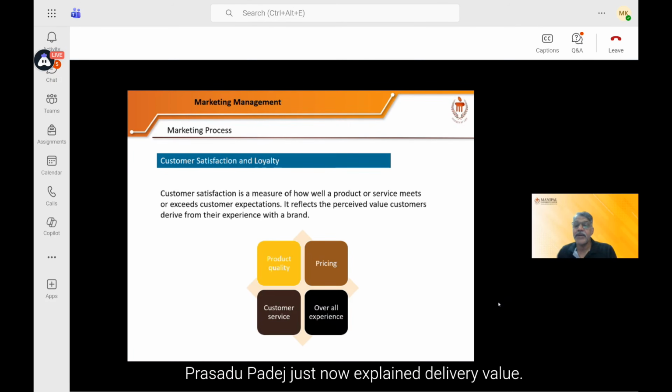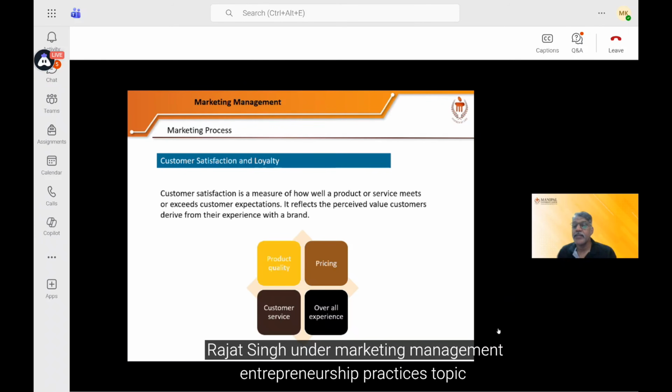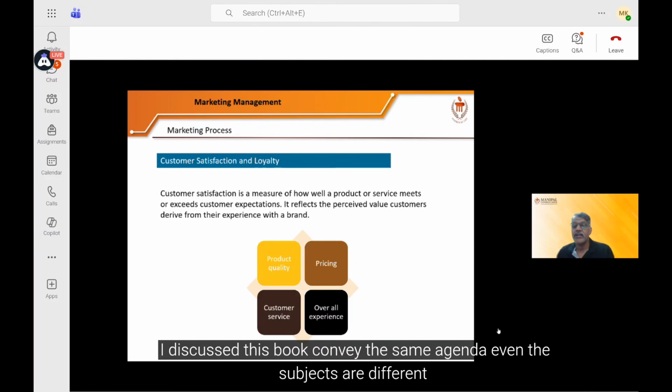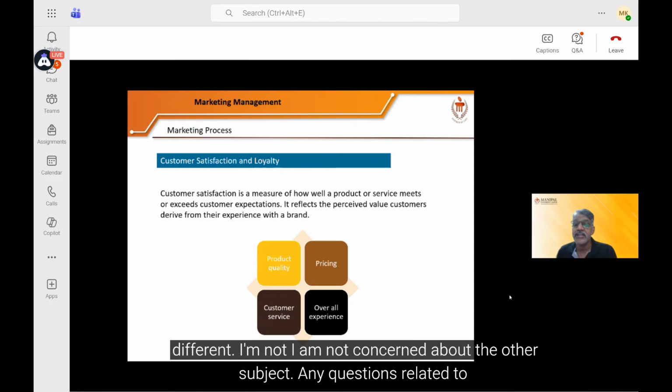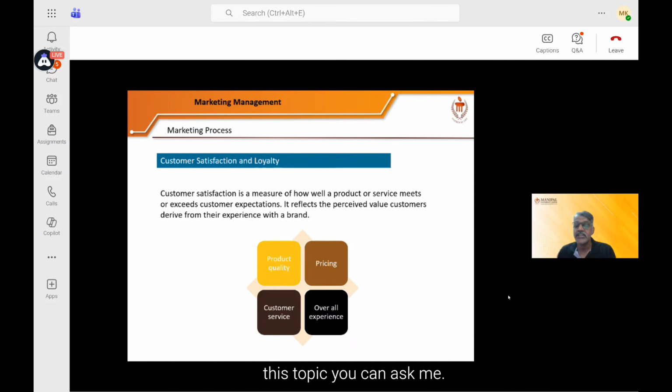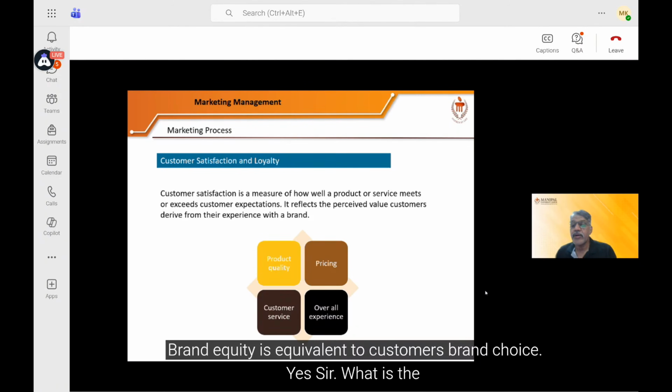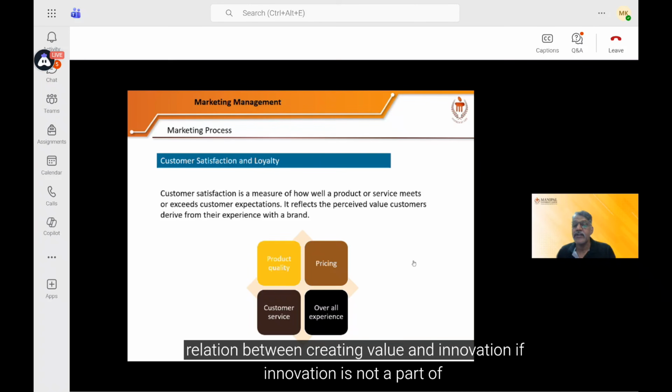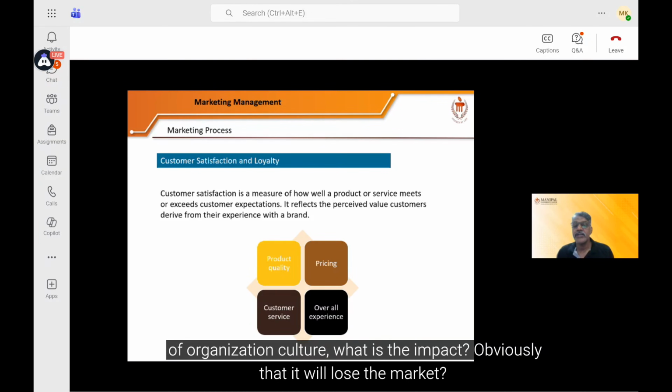Prashant Upadhyay just now explained delivery value. Rajat Singh, under marketing management entrepreneurship practices, the topic I discussed, these both convey the same agenda, even though the subjects are different. I am not concerned about the other subject. Any questions related to this topic, you can ask me. Brand equity is equivalent to customers' brand choice. Yes. Sir, what is the relation between creating value and innovation? If innovation is not a part of organization culture, what is the impact? Obviously, it will lose the market.